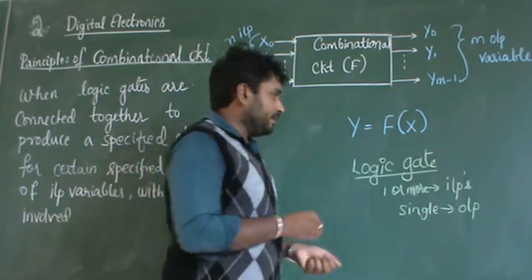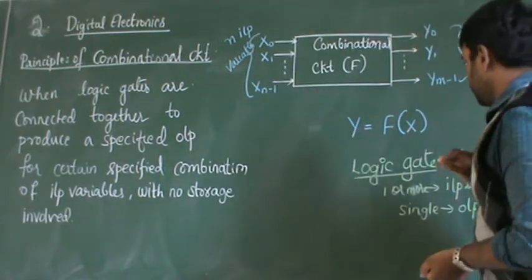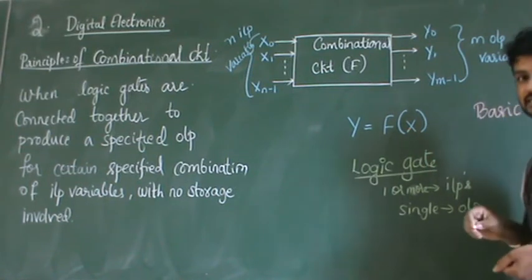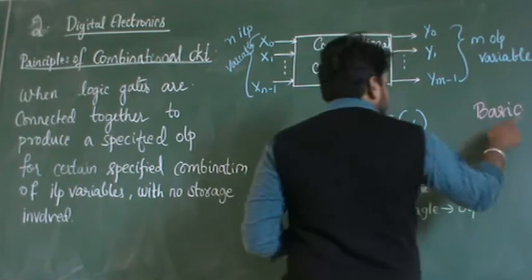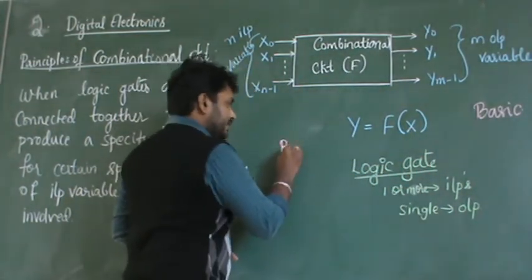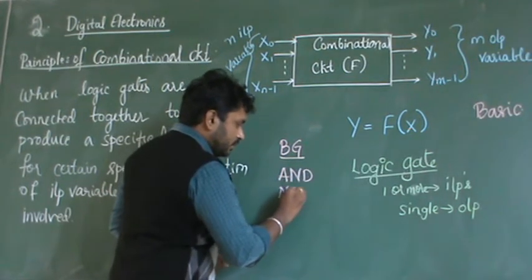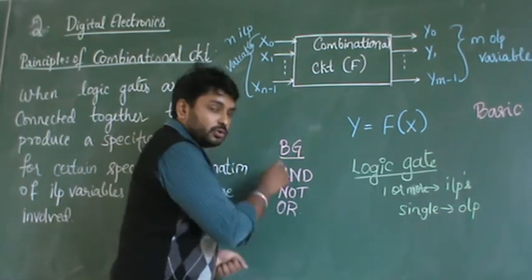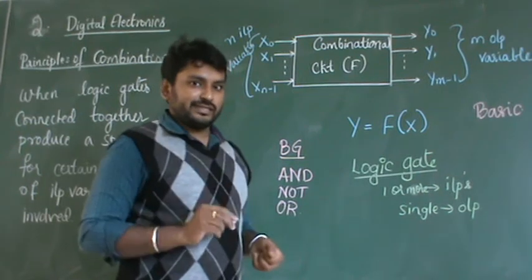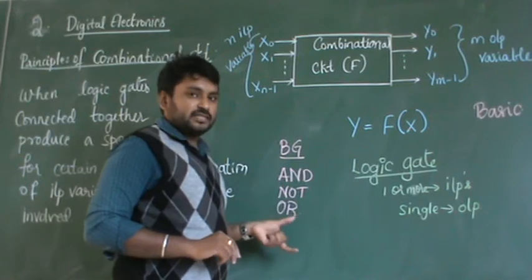The best examples of logic gates I have already discussed in the lab session yesterday. So what are the basic gates that are available? The basic gates are the AND gate, NOT gate and OR gate. I think you know about these because you have already studied them in basic electronics in your first year.